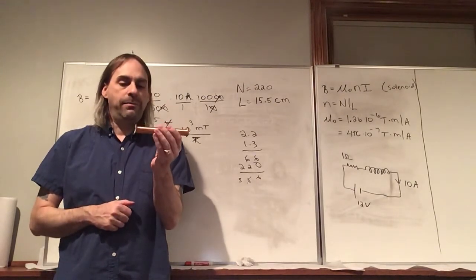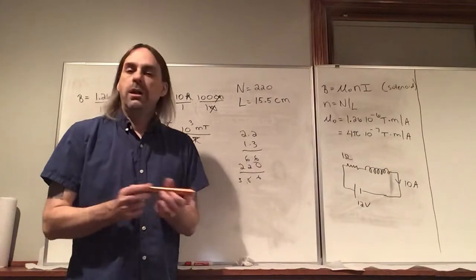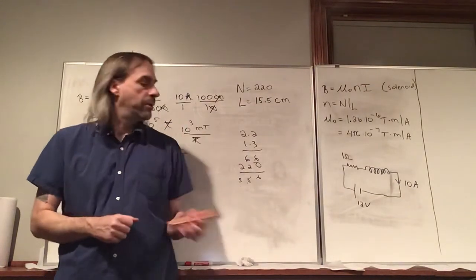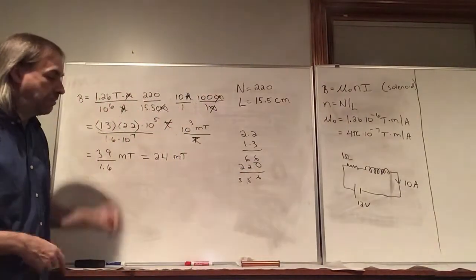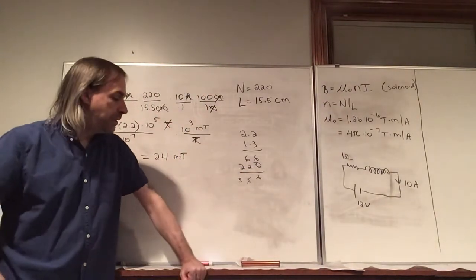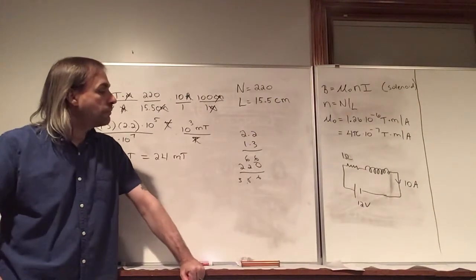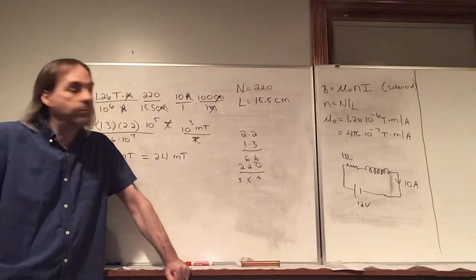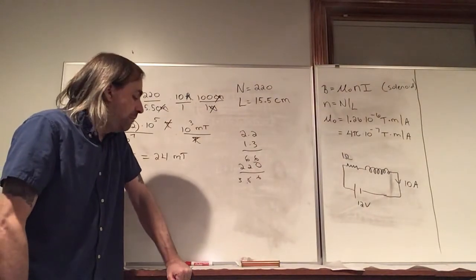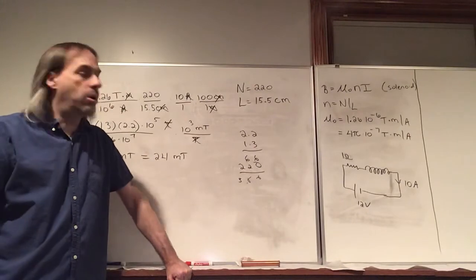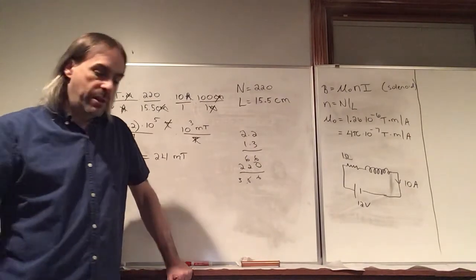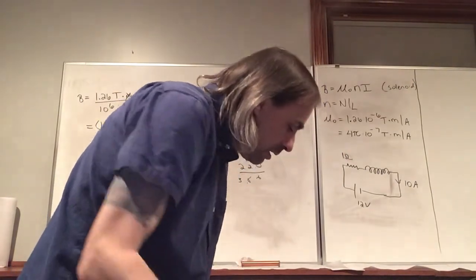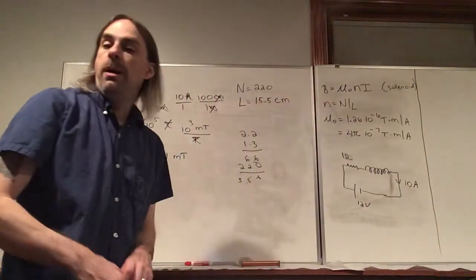If there's a way to actually measure the field, I would just run a current through it and test that, but I don't know how to measure the field experimentally inside this solenoid, so just compare it to a bar magnet, and the answer seems pretty reasonable. Okay, so I think that's it for the magnetic field of a solenoid.